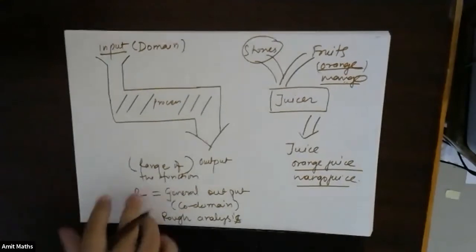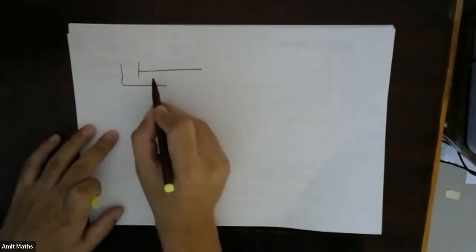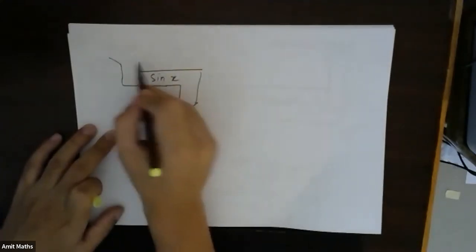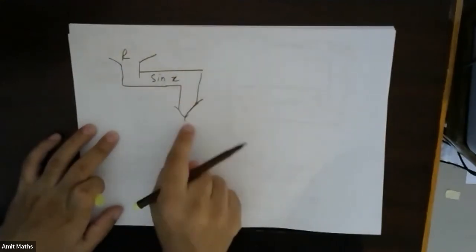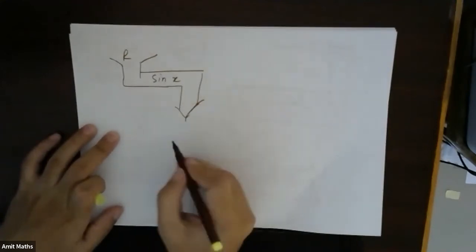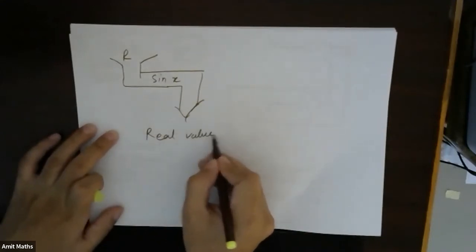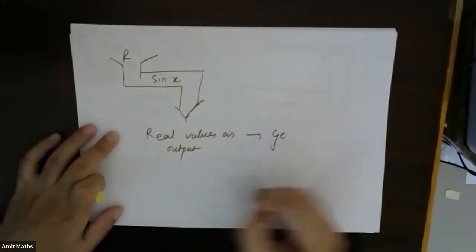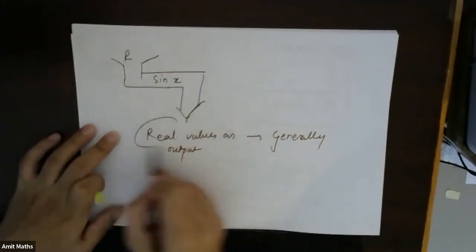For example, suppose the function is sine of x, and I'm giving it all real values. Now if the function is sine of x, and I have said that it will give all real values as output, this was my general observation, my general result, that all my output will belong to real numbers.